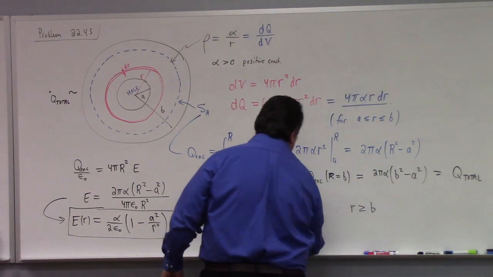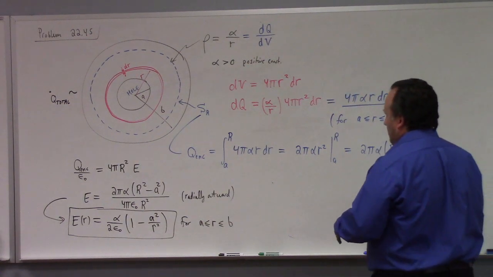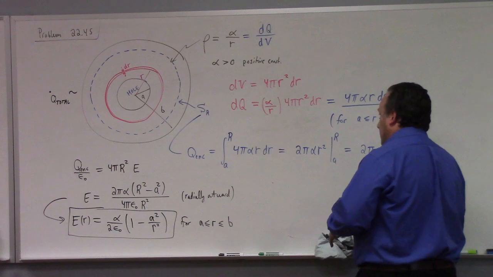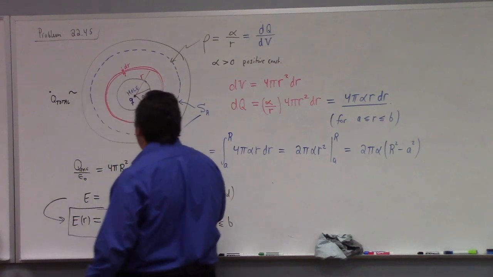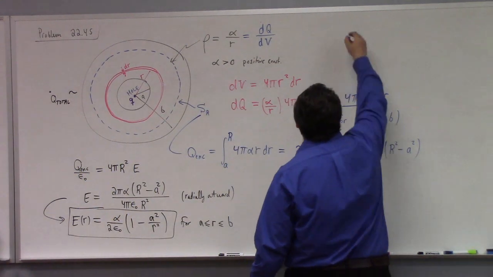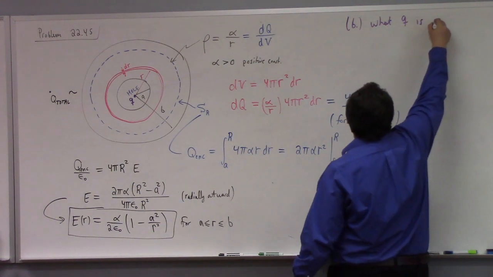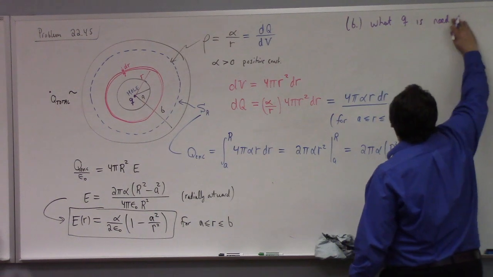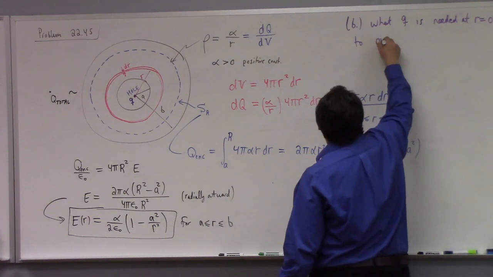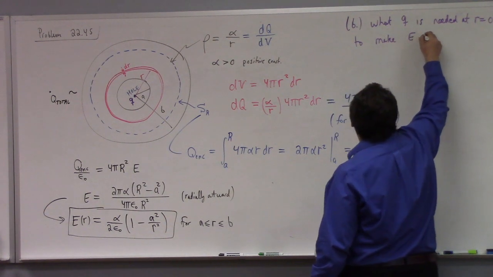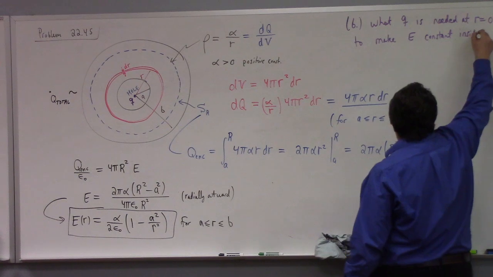All right, so let me erase my stuff. Okay, so then part B, they say, okay, well, put a charge Q here, right? And then the question for part B was, what Q is needed at r equals 0 to make the electric field constant inside the shell.